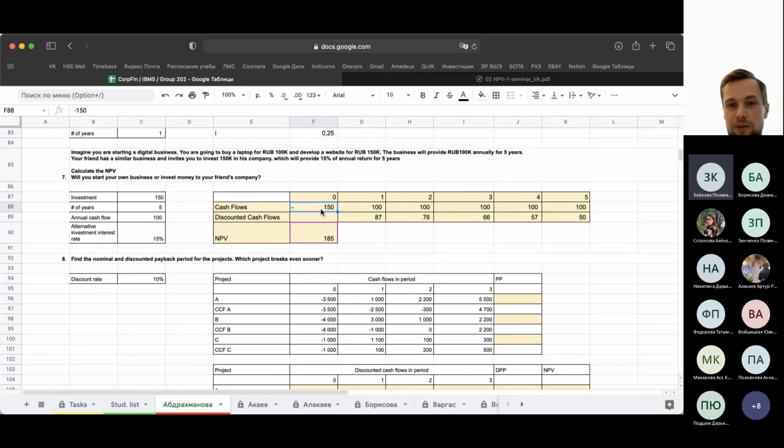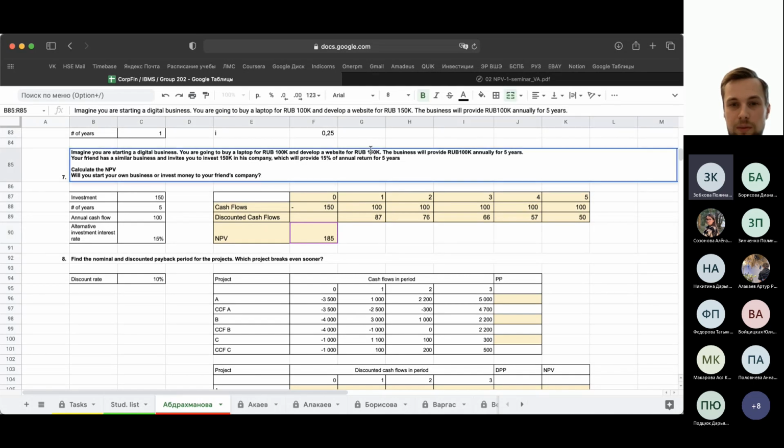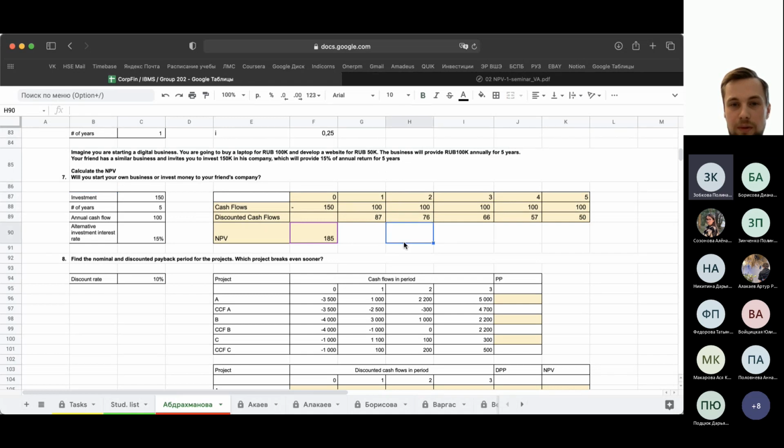Yeah. My mistake was that I thought we just need to compare it with another cash flow, and instead of investment, it would be 250 because he spent 100 for the laptop and 150 for the website. So that was my mistake. That's why I thought it's better to invest in the friend's company. Oh, okay. Yes, I forgot. I apologize.